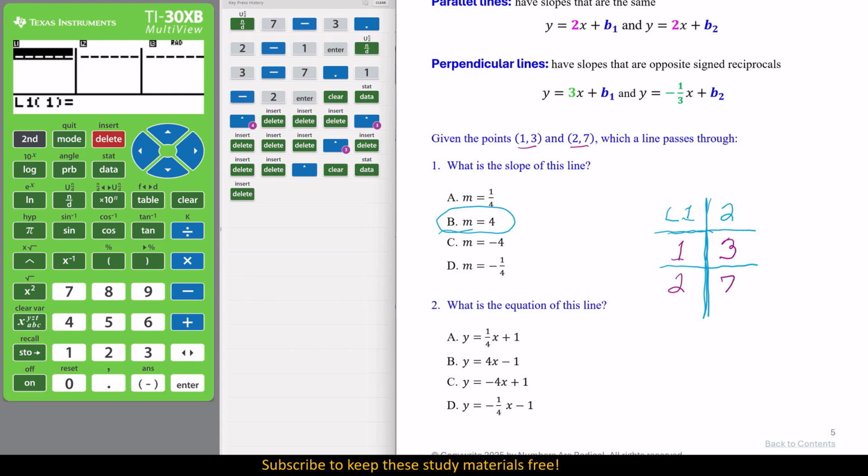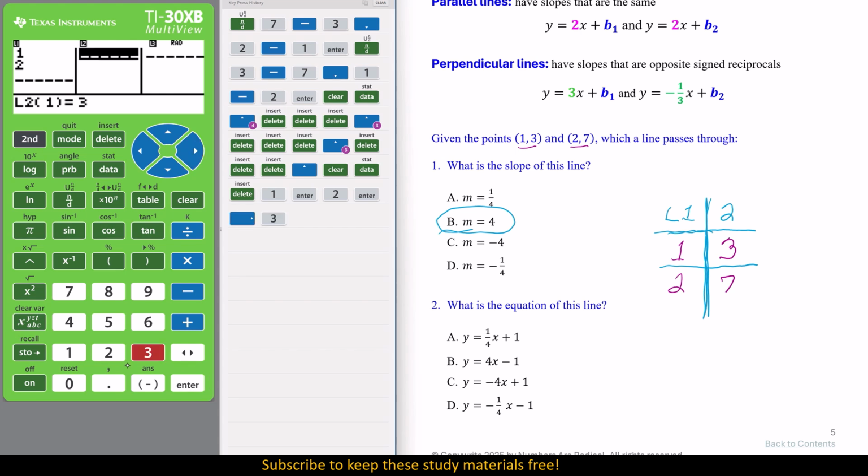First we need 1. Push enter and it pops us down. So we need the number 2. Pop down. You have to put the points in the correct order. Don't mix it up. All right, so now we have 3.